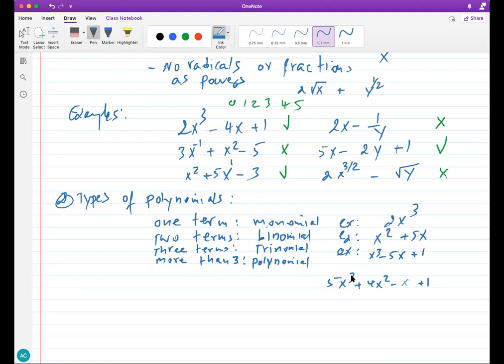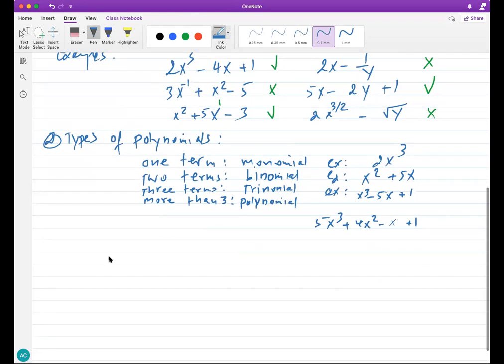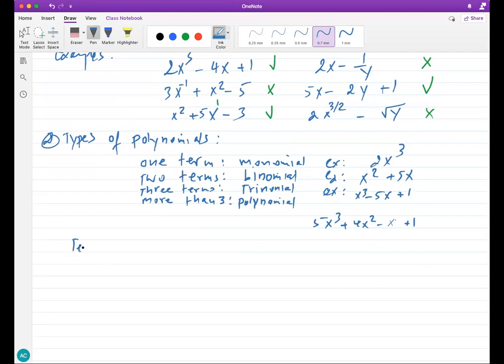Okay, so these are called terms. So let's talk about terms. One of these, for example, 5x to the third. A term is made of three things. Basically, we have, of course, a variable.